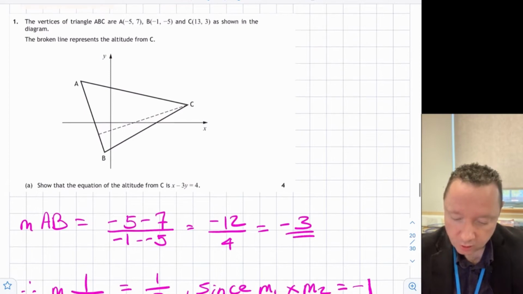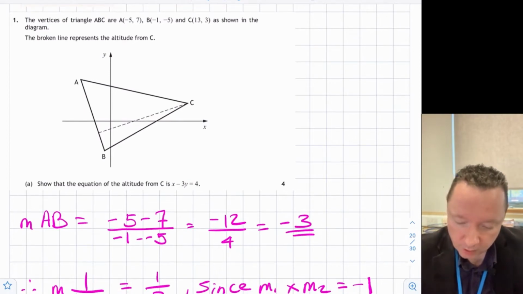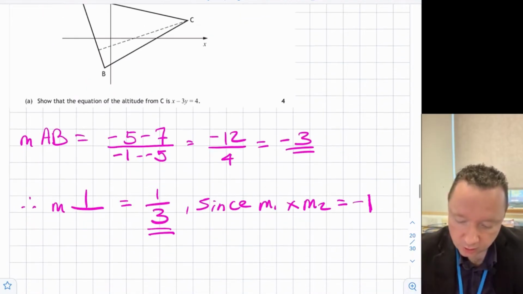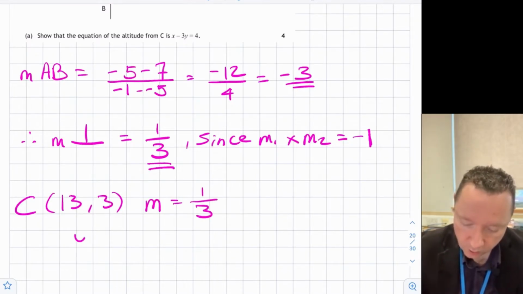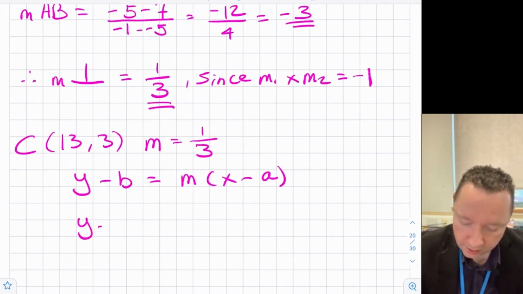If we just double check our question, our point, remember, is the one from the vertex C. So that's (13, 3) is what we're using. So using the point C, which is (13, 3), and our gradient m, which is 1/3, then we do y minus b is m(x minus a). Y minus 3 is 1/3 of (x minus 13).